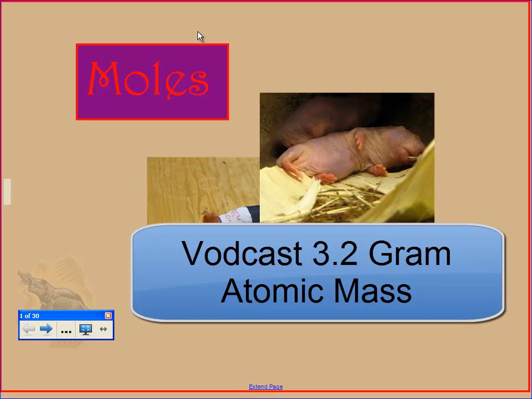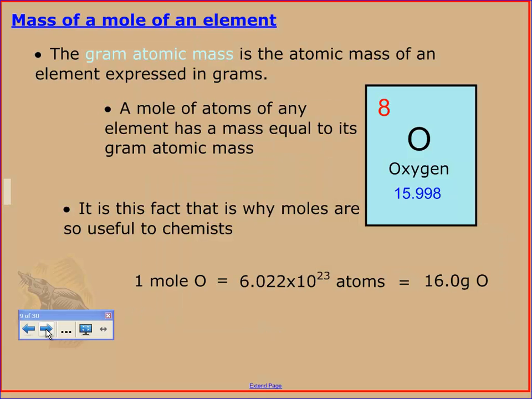Alright kiddos, now that we have covered what a mole is, we're going to take it to the next step. Remember in the last lesson we said that moles are essentially a way of counting by weighing, but we didn't actually talk about the weighing part yesterday, so that's where this comes in.